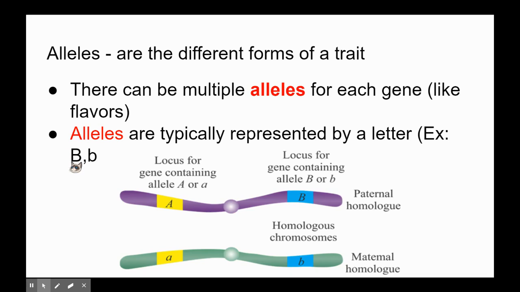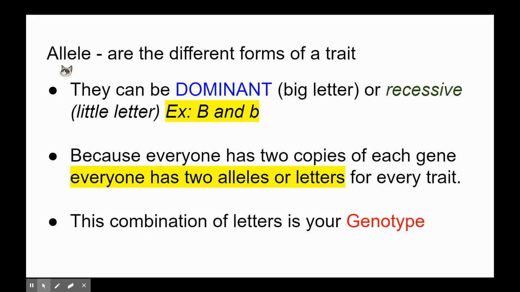And as you see here, we have a big B and a little b. That may be something that looks familiar. It's because a lot of y'all would have gone over this information in 7th grade. So alleles are the different forms of a trait. They can be dominant or they can be recessive. Dominant ones are represented by a big letter. Recessive ones are represented by a little letter. Because everyone has two copies of each gene, everybody has two alleles or two letters for every trait. This combination of letters is called your genotype.